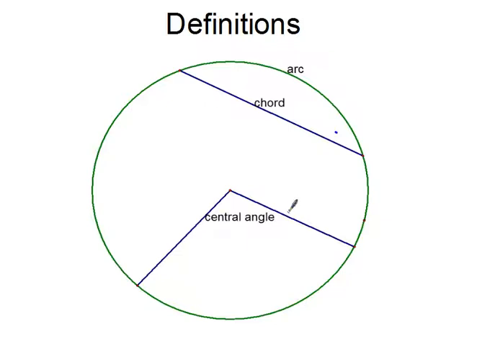An arc is just a piece of the circle. We've done this before because we found arc lengths where we took a fraction of the circle times the circumference. So we've done arcs before. It's just a portion of the circle. And then we have central angles. These are angles that have their vertex in the center of the circle. And they kind of create a slice of pizza, if you will.